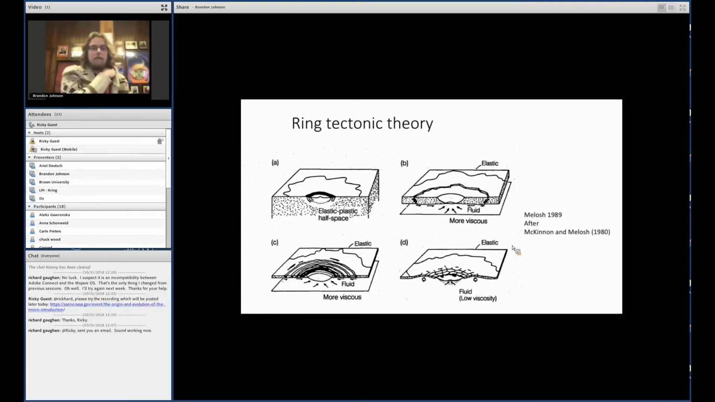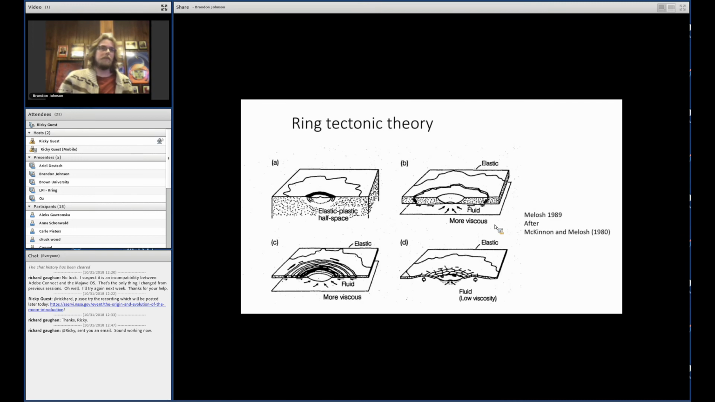Okay, so one of the ideas for how you can form multiring basins is the ring tectonic theory of multiring basin formation, and this was proposed by Bill McKinnon and Jay Melosh in the 80s. What this schematic is showing, for frame A, is a very thick lithosphere compared to the scale of the basin.